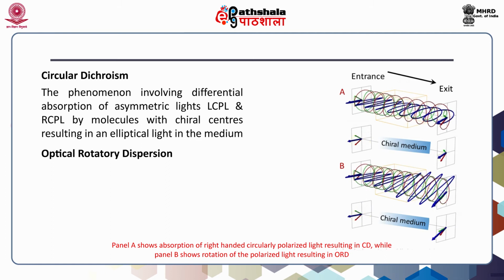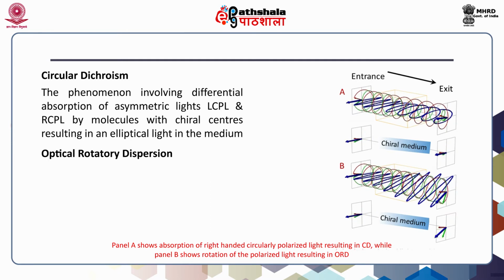On the left side window, shown in gray color, are the electric vectors of the incident light, and the electric vectors of the emerging light after passing through the optically active medium are on the right side window. Here the waves traveling through the medium have been removed to show only the electric vectors of the incident and emerging light. Now let's see ORD shown in panel B.